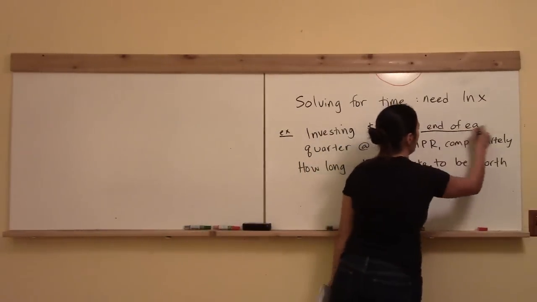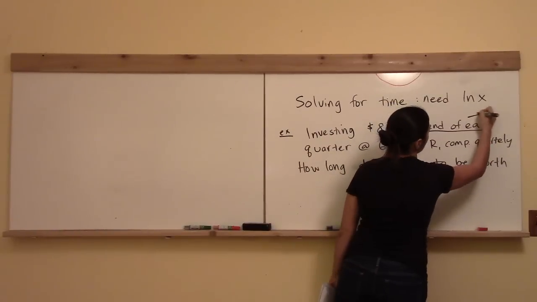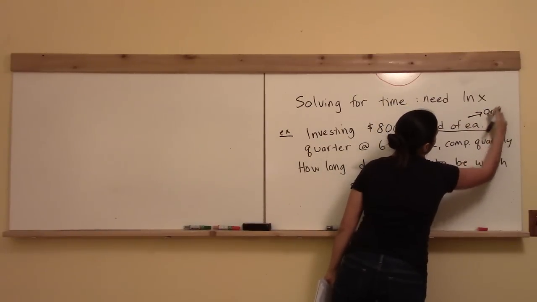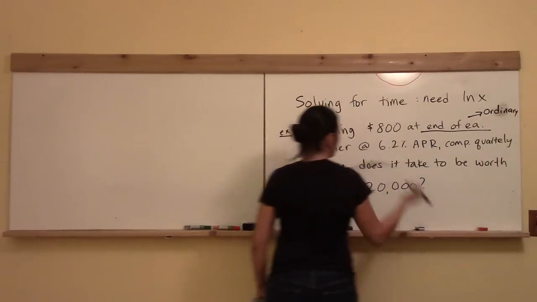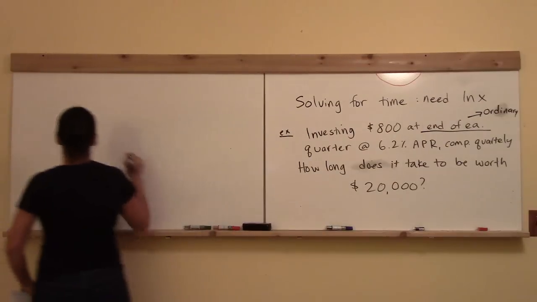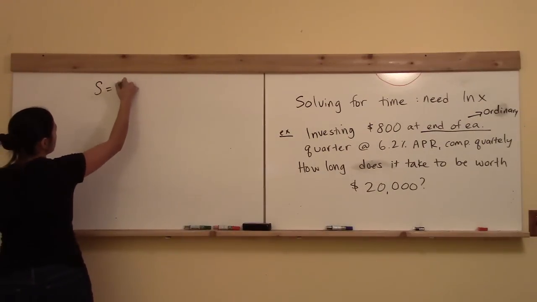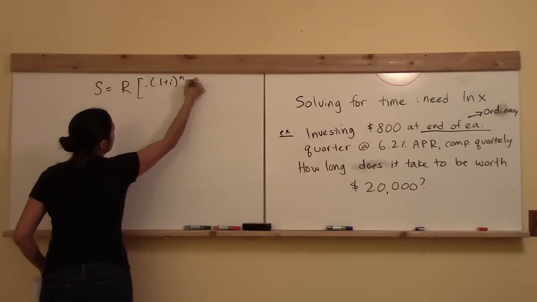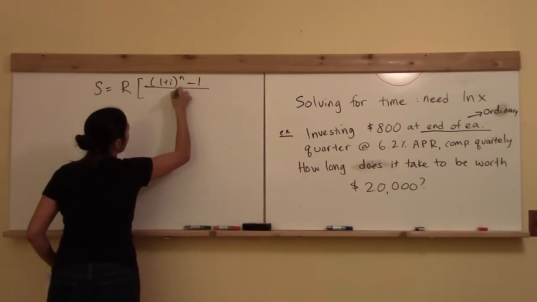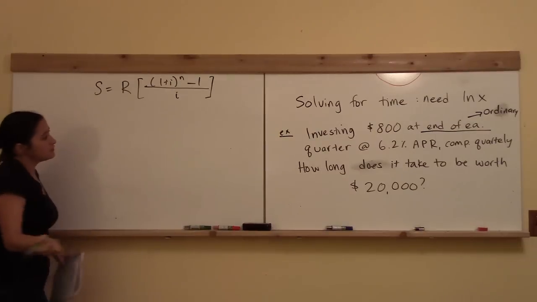Keywords right here. End of each period, end of each quarter. So that means it's ordinary. I keep spelling it wrong. Ordinary. Okay. Beginning would have been annuity due. End, ordinary annuity. Let's write down the future value equation. 1 plus I to the n minus 1, divide that all by I, close it off.